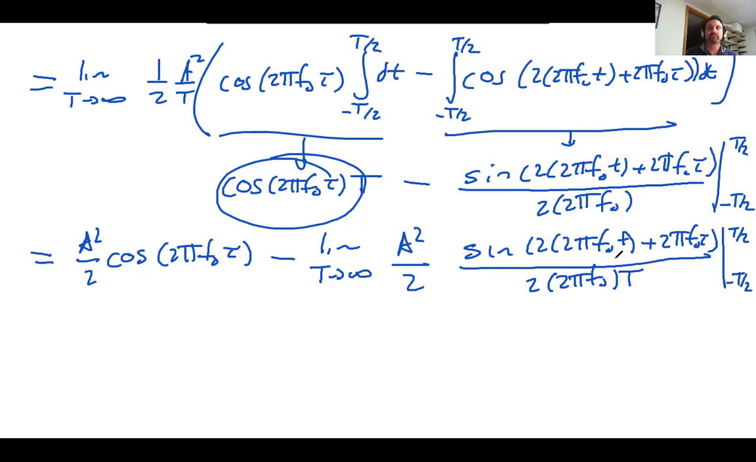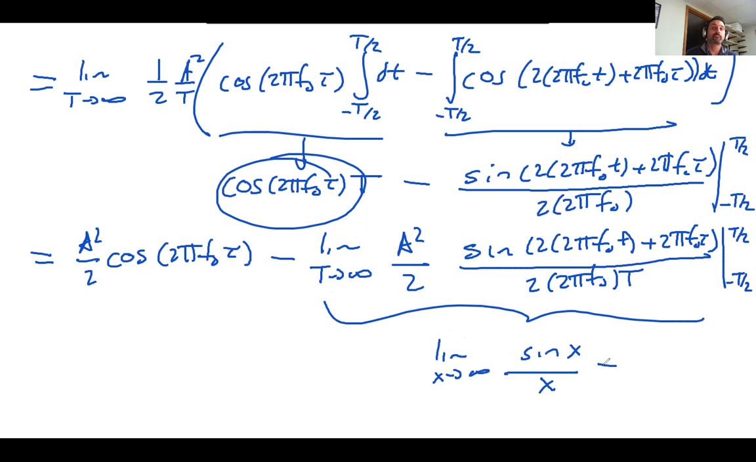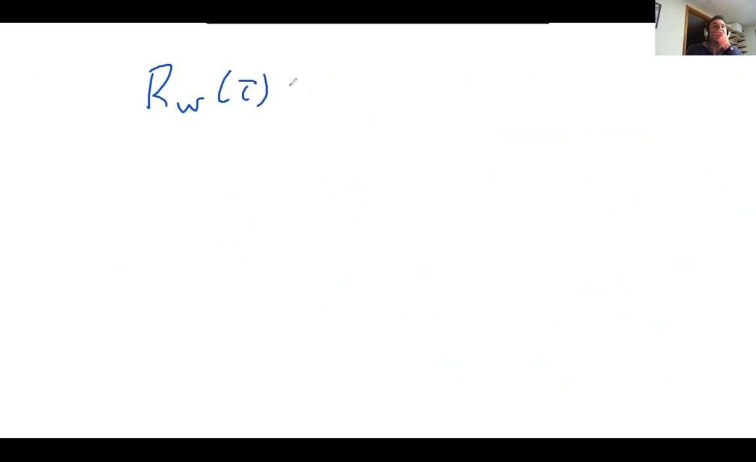And what ends up happening is when I actually plug it in and evaluate the limit, what I'm effectively getting here, and you could work this out at home, is I'm getting a sine x over x. And what is that equal to? Zero. So what we could effectively do here is this goes to zero. So what's the answer at the end of the day? The answer is my R_W of tau, excuse me, is going to be A squared over 2 cos 2 pi f naught of tau.